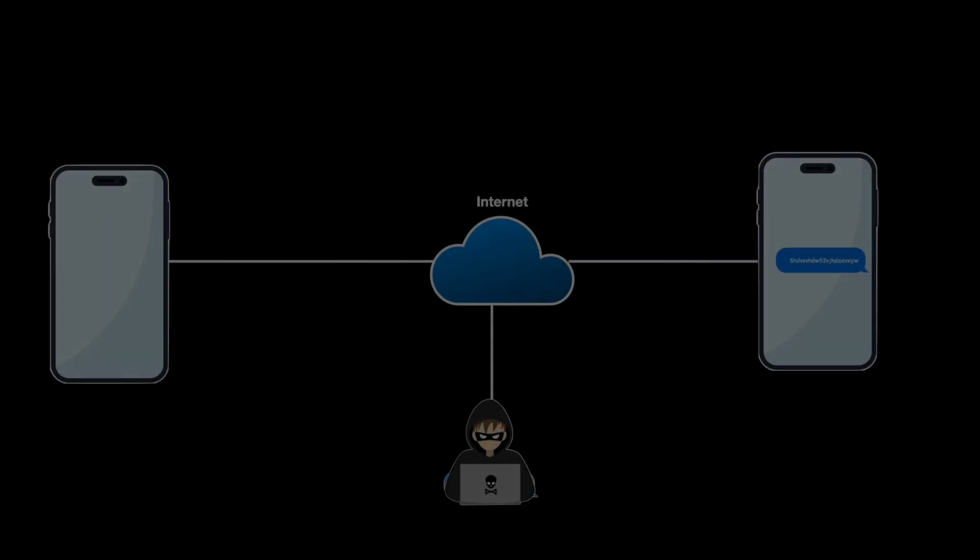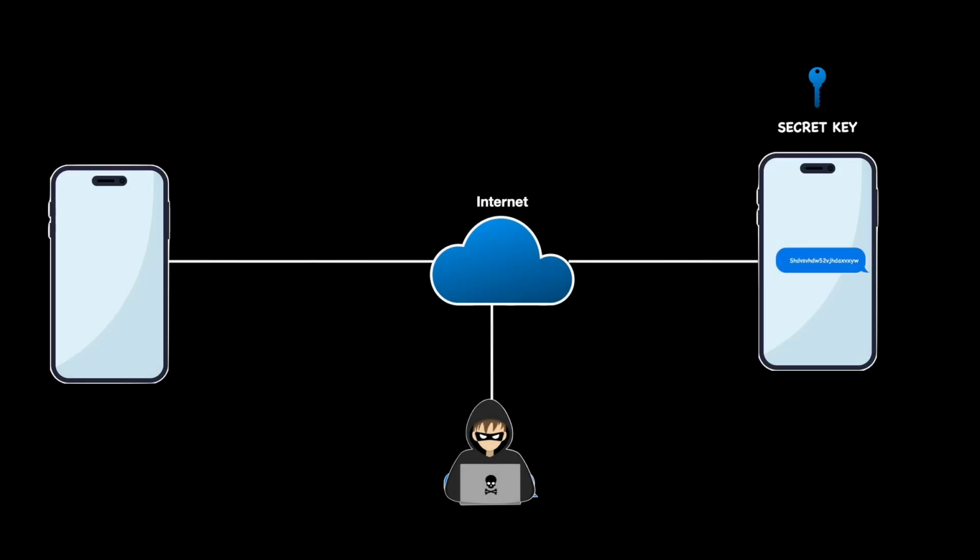But there is one problem. Once the data is encrypted, it cannot be read by anyone unless they have the secret key. This means not even the person we are sending the data to can read it unless they also have the same key to decrypt it. But we cannot safely share the secret key over the internet. If a hacker intercepts the key while it is being shared, they can use it to decrypt the data and read everything. Then how do we share secret keys safely?